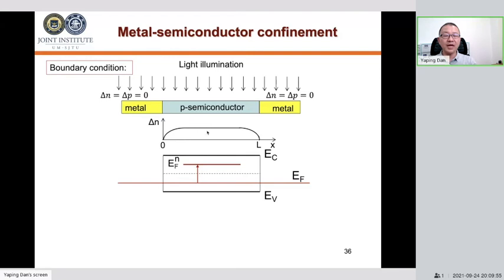So in the end, the metal semiconductor interface confinement will force the excess carriers inside the semiconductor to be non-uniform. Maybe at the very center, if the device is very long, in the middle part, this is equal to delta N, not affected by the interface, this metal semiconductor confinement. But when they get close to the surface, close to the interface, the excess carriers would reduce, and in the end, equal 0.